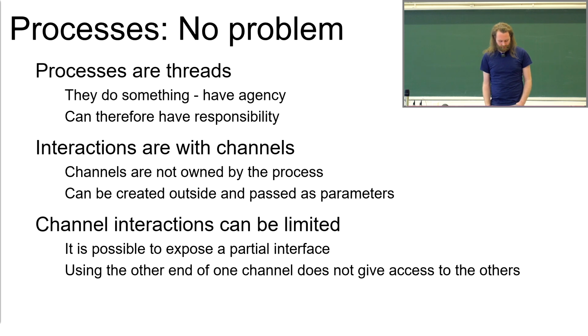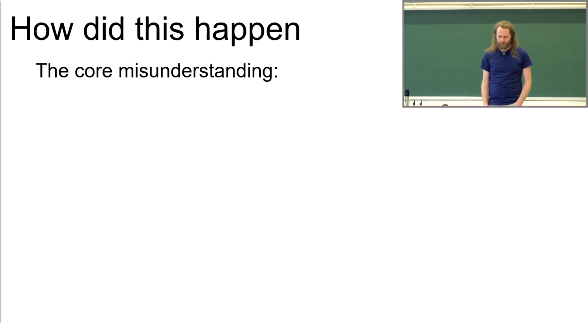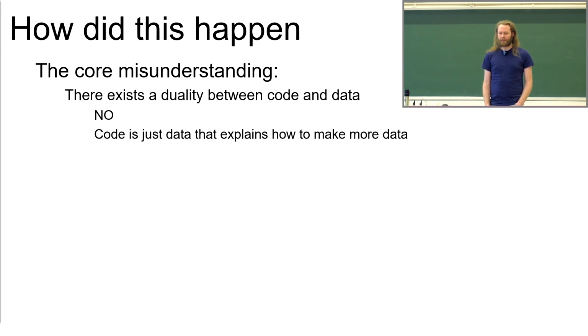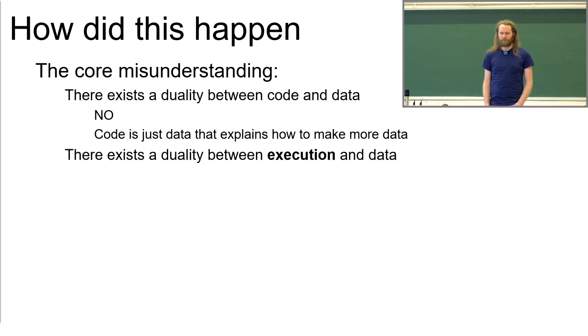So the question is, okay, how come object-oriented programming is such a big thing and process-oriented programming and multi-threading and message passing is not a big thing? How did this happen? So here's the core misunderstanding which happens all over the place. The misunderstanding is that people think that there is a duality between code and data. Right? So you have code which does something, and then you have the data which doesn't do anything. And that's not right. Code doesn't do anything. Functions don't do anything, right? Code is just data that tells you how to make more data. Before it is being run, it doesn't do anything. It just tells you how to do it. The real duality is between execution and data.